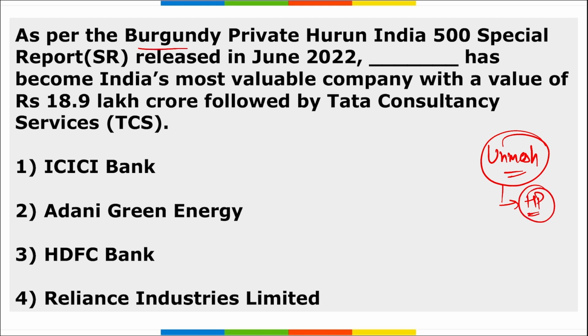Coming back, as per the Burgundy Private Hurun India 500 special report that was released in June, Reliance became India's most valuable company with a value of 18.9 lakh crore, followed by Tata Consultancy Services, that is your TCS. So remember, as per the Burgundy Private Hurun India 500 special report, Reliance Industries Limited became India's most valuable company with a value of 18.9 lakh crore, that was followed by TCS, that is your Tata Consultancy Services.